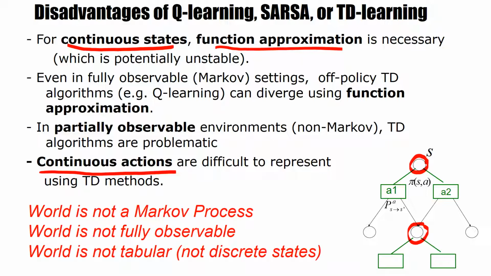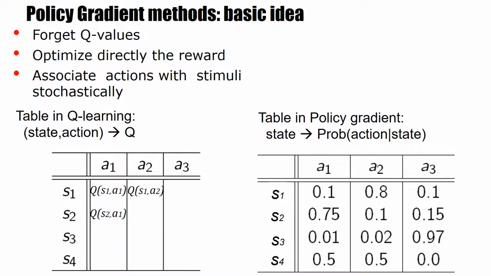Well, the source of all these problems is that the world is not a Markov process of this type. The world is not fully observable, and the world is not tabular. It's not just consisting of discrete states. So with policy gradient methods, the basic idea is that we forget about Q values. We optimize directly the reward. We associate actions with stimuli stochastically.